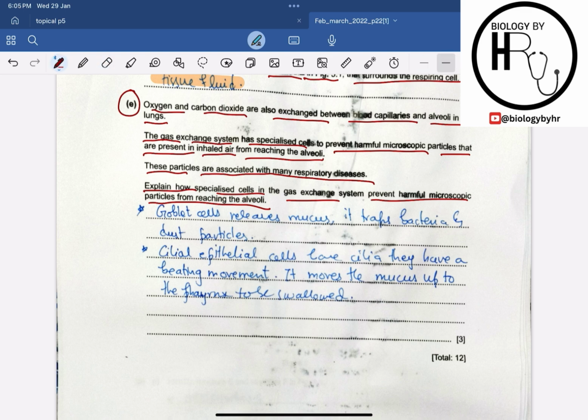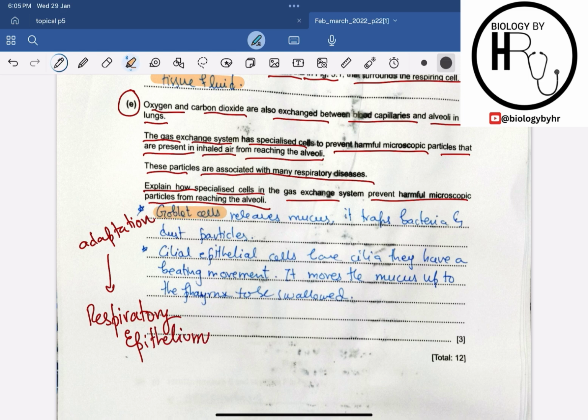So basically over here they are talking about the adaptations of the respiratory epithelium, right? In the respiratory epithelium we have the goblet cells and we have the ciliated epithelial cells. The goblet cells release the mucus, and what is the function of the mucus? It helps to trap the bacteria and the dust particles, right? And then the mucus goes up to the pharynx to be swallowed, right?